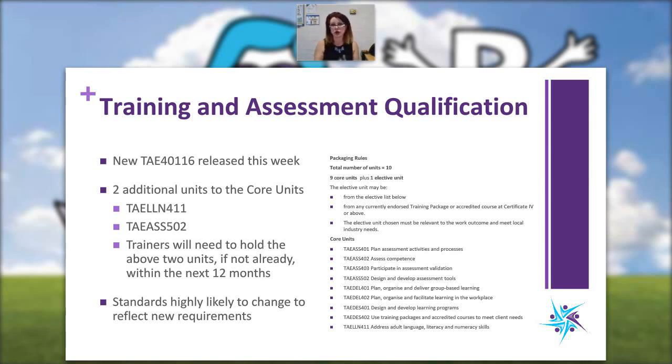As an RTO, you're not required to pay for the upgrade for the trainers and assessors. That is their responsibility to do that. By all means, if you wish to, you can do that. You can upgrade all your trainers' skills and quals if you wanted to. On the right-hand side here is the new packaging rules for this qualification. I'm sure you're going to hear lots more about this in the coming weeks.